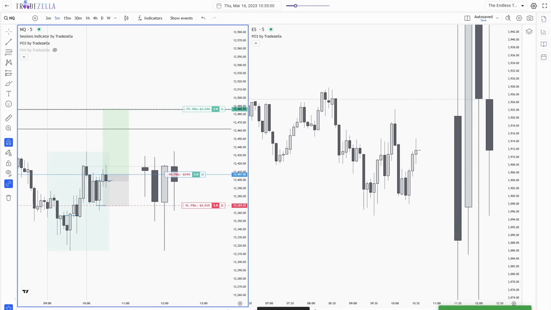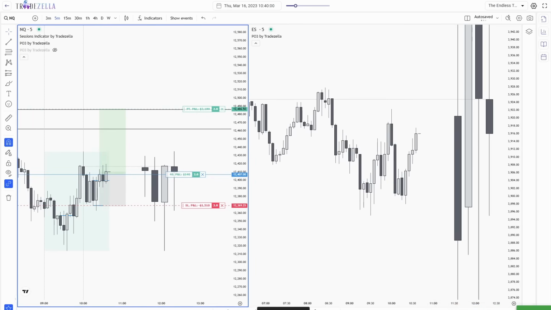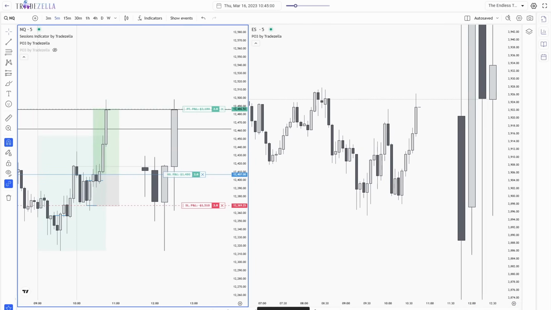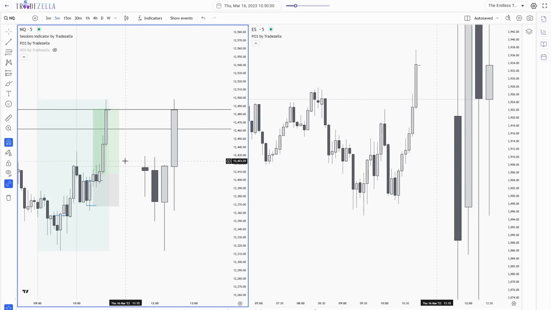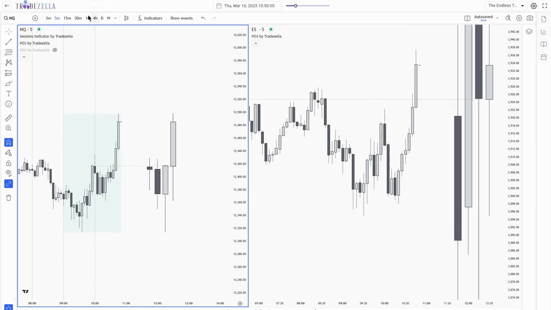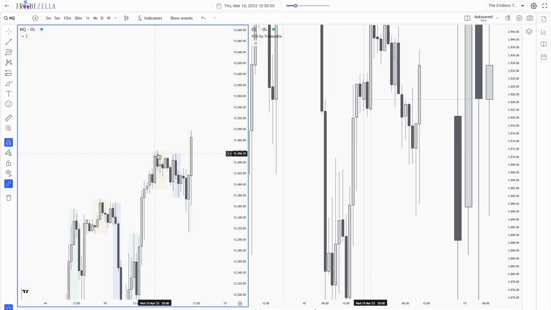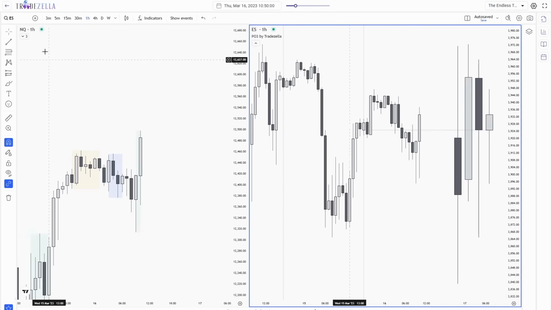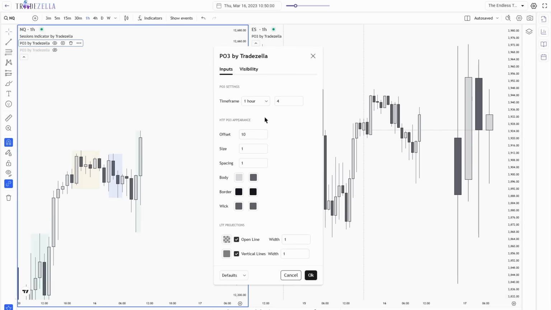Now let's see. Consolidation, consolidation, expansion, and yeah, this was the trade setup. Now we will remove the triangles. We will go to the hourly chart and mark it as an A plus setup. We'll put the daily indicator on the right side.